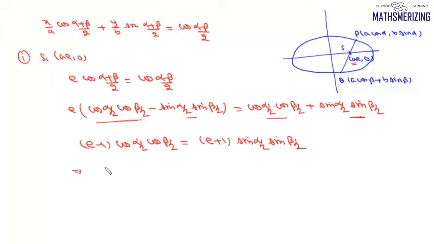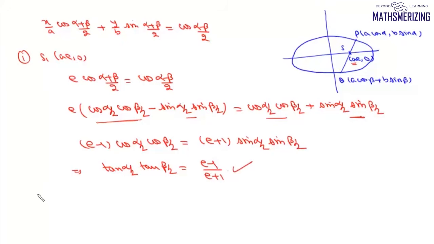So from here we can say tan alpha by 2 into tan beta by 2 must be equal to (e minus 1) upon (e plus 1). So this is one of the results which is generally asked about the focal chord of an ellipse.